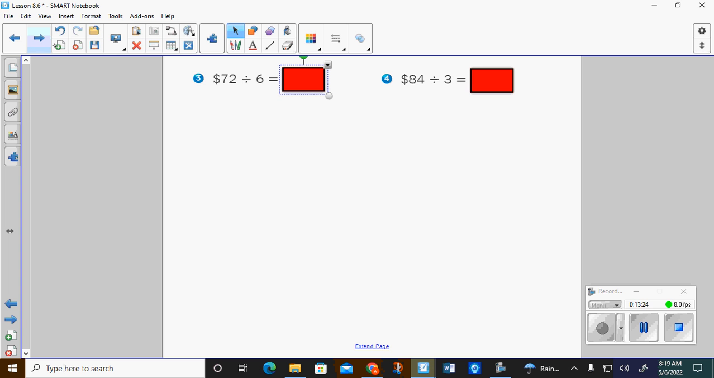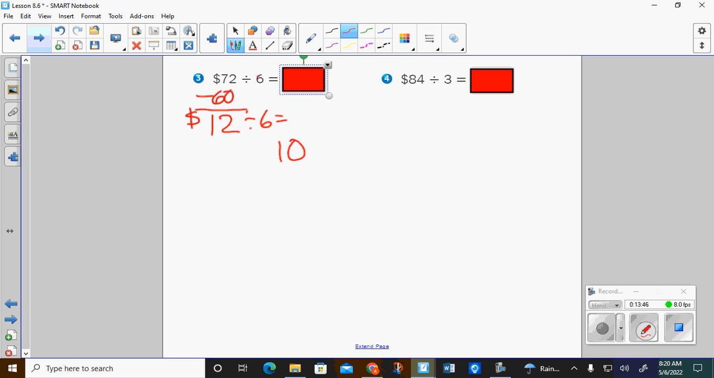So I could look at that and say 6 times what equals 72. Well, I may not know that, so I might want to draw out a picture and take off the $10, which would take me $60 off of there, which would leave $12 left. So each of them got $10 plus 12 divided by 6 would be 2. So they got $10 plus the 2. So each of them would get $12.